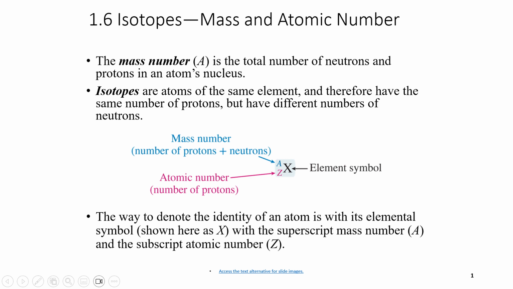If you want to remember it this way, A comes before Z in the alphabet, so A is written on top, Z is at the bottom. A is also the larger of the two because it's the sum of protons and neutrons. If we know the atomic number and the mass number, we can figure out the number of neutrons of each element, because we can take the mass number A and subtract the Z number, the number of protons, to get the number of neutrons.